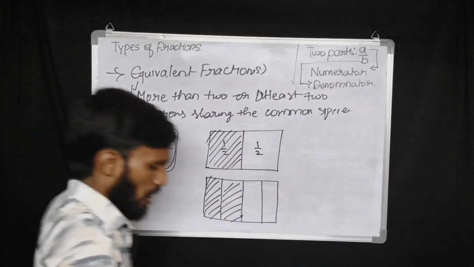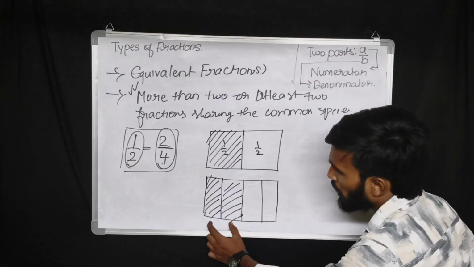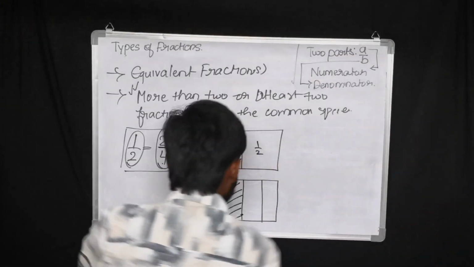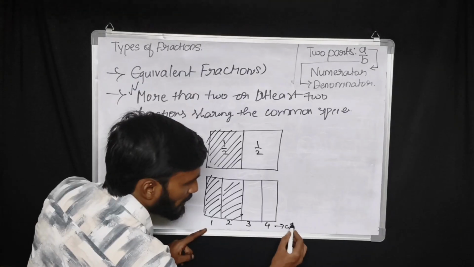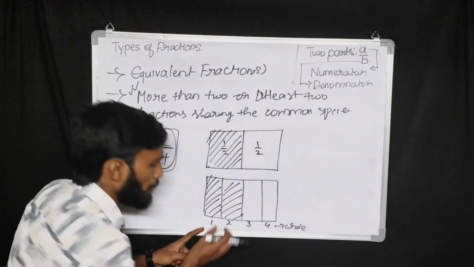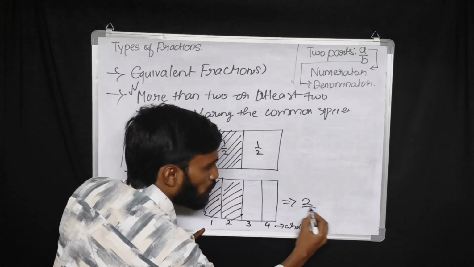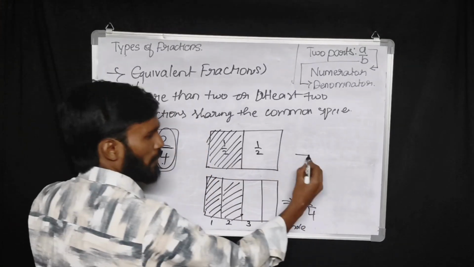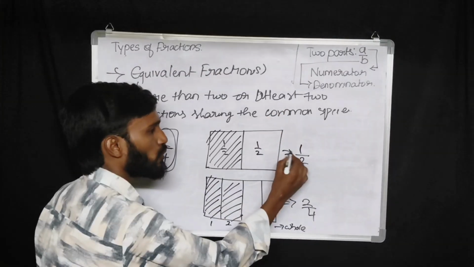See here, after shading the 1 by 2, now the 2 by 4. See, how many parts are here? 4. 1, 2, 3, 4. These 4 are the whole and these parts are the fraction. How many parts are shaded? 2 parts. So this is 2 by 4. How many total parts? 2. How many parts are shaded? 1. So this is 1 by 2.